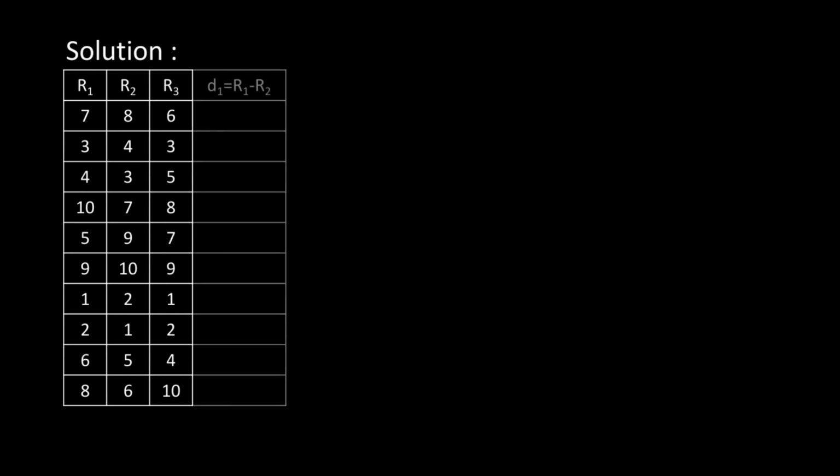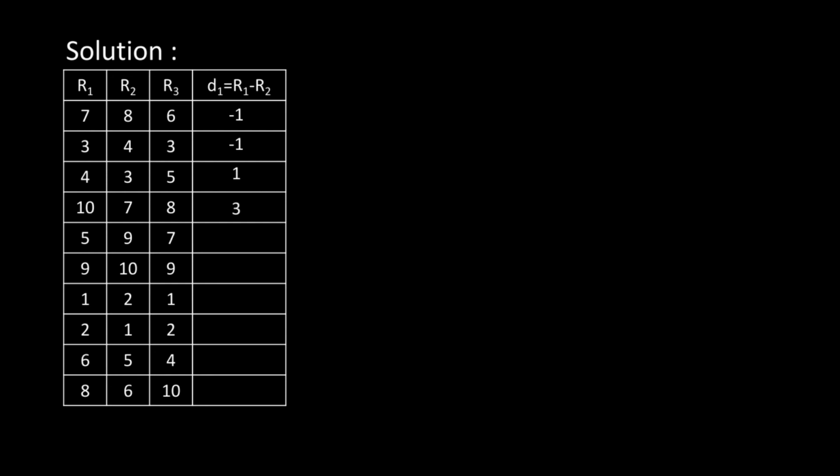So first you have to calculate what is D1. D1 is nothing but R1 minus R2. So you have to calculate one by one value. So first one, 7 minus 8 will get here minus 1. 3 minus 4 will get here minus 1. 4 minus 3 will get here 1. 10 minus 7 will get here 3.